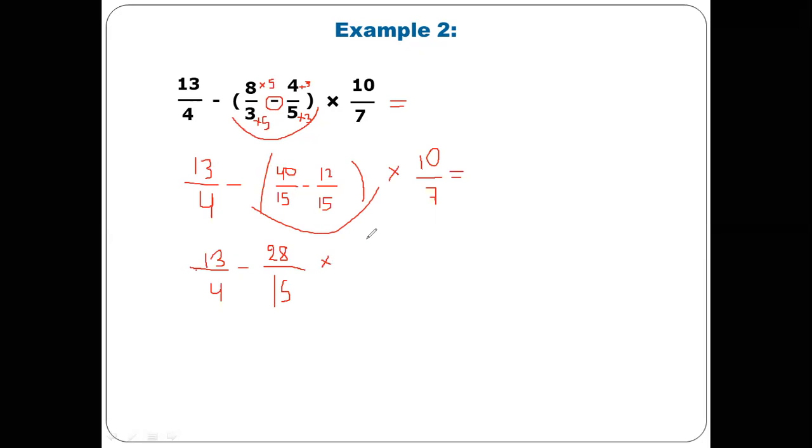I should never forget to copy the rest of the expression on each line. Now I have subtraction, multiplication, the priority goes to the multiplication, of course. I should place the two fractions on the same fraction bar in order to use cancellation, because in multiplication, I never make same denominator.